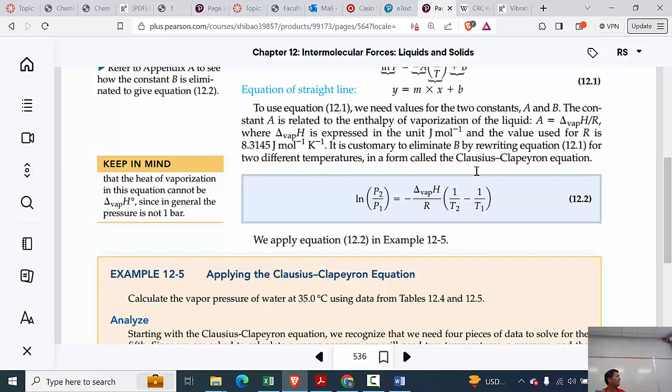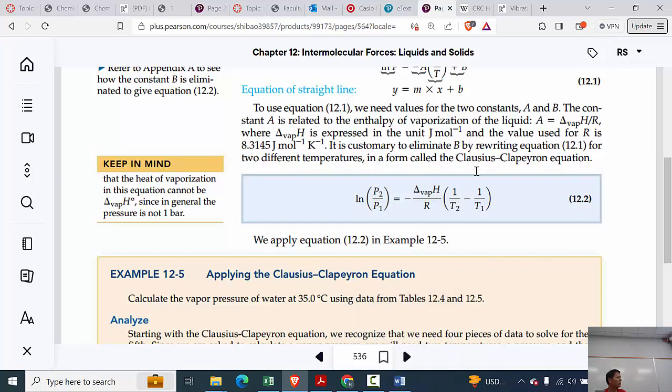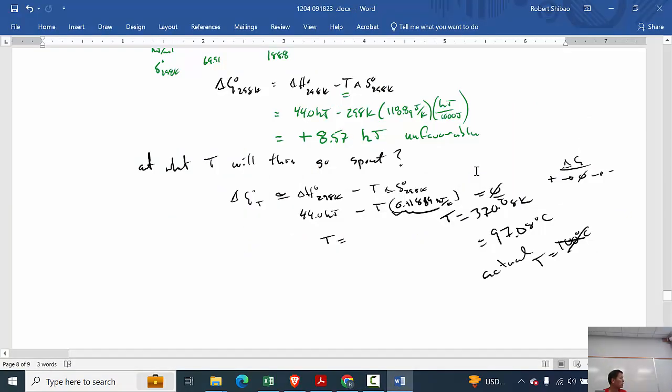The Clausius-Clapeyron equation is from chapter 12. We can use this. Let me just calculate, because our data is in bar and our boiling point is in atmosphere. So let me correct it. I'm going to calculate the boiling point of water at 1 bar instead. Clausius-Clapeyron is ln of P2 over P1, the vapor pressures, equal to minus delta H vaporization over R, times 1 over T2 minus 1 over T1.